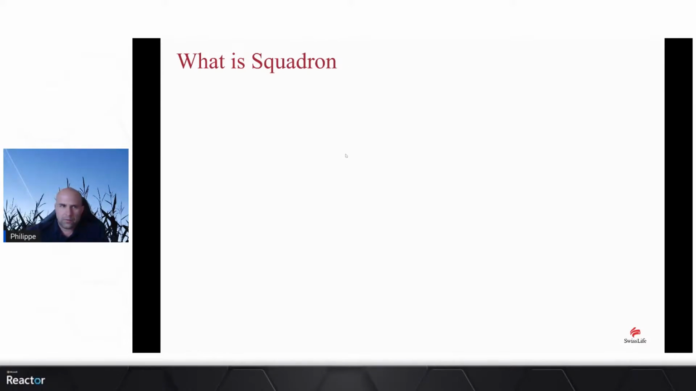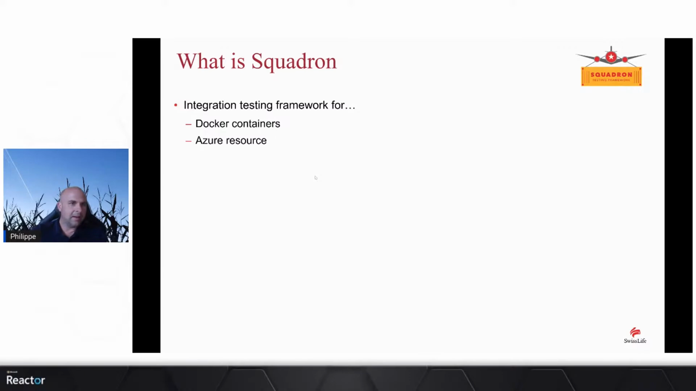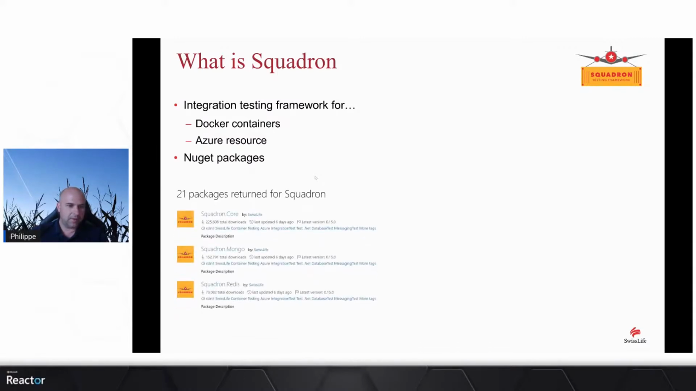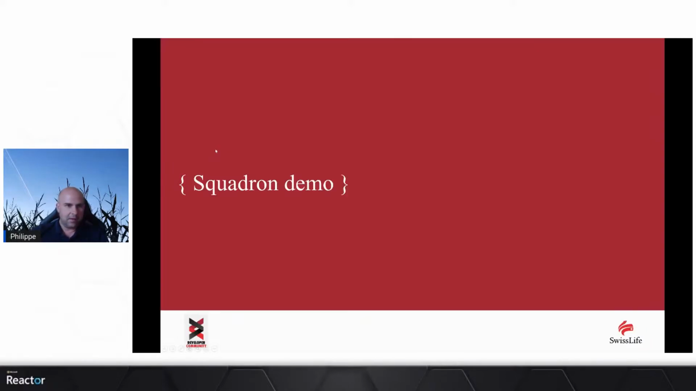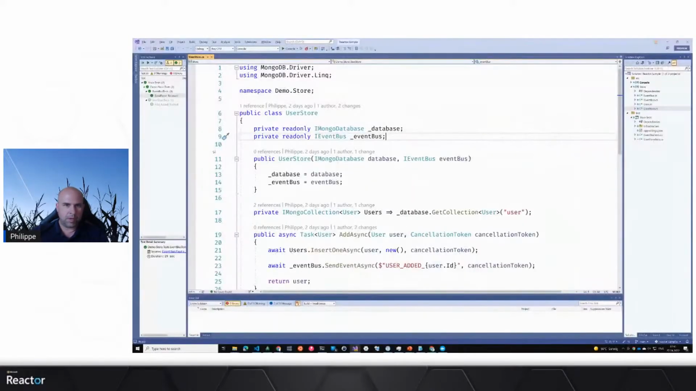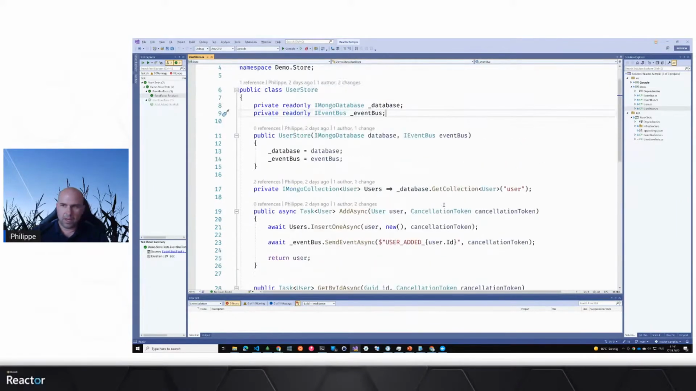Thanks. So first, we will quickly show what Squadron is. Simply said, it's a tool to help with integration testing. It's an integration testing framework for Docker containers, but also Azure resources. It's a set of NuGet packages, 21 at the moment if you look at nuget.org, which you can use to write your tests. So we're going into a quick demo of what problem we try to solve.